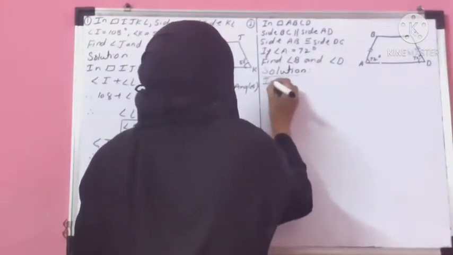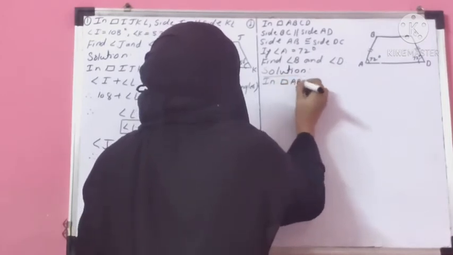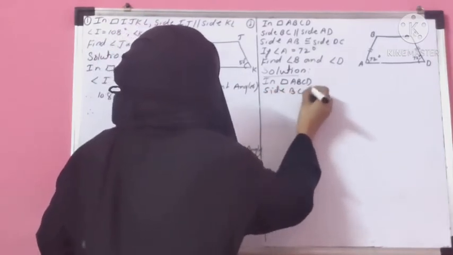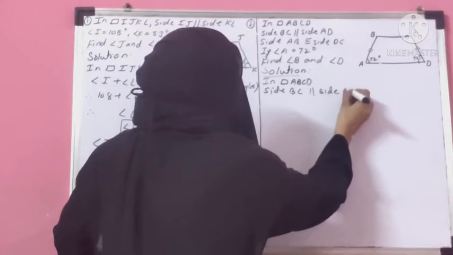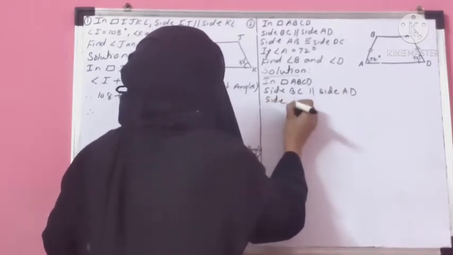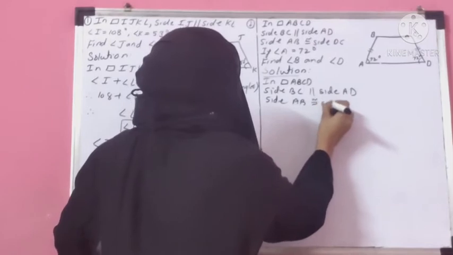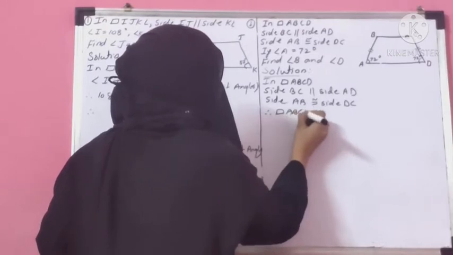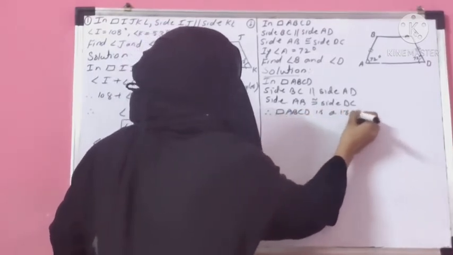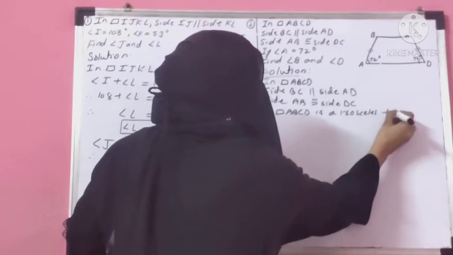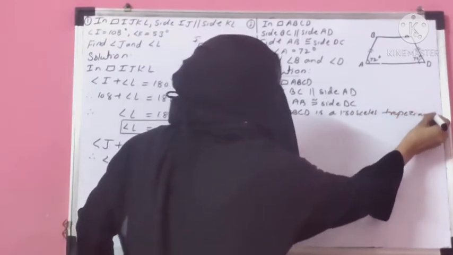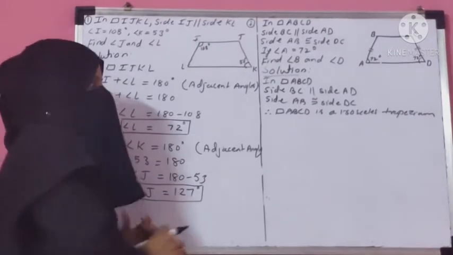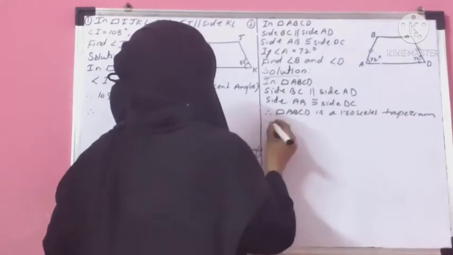Solution: in quadrilateral ABCD, side BC is parallel to side AD. Side AB is congruent to side DC. So therefore, quadrilateral ABCD is an isosceles trapezium. It is an isosceles trapezium if it has one opposite side parallel and one opposite side congruent. So it is an isosceles trapezium.